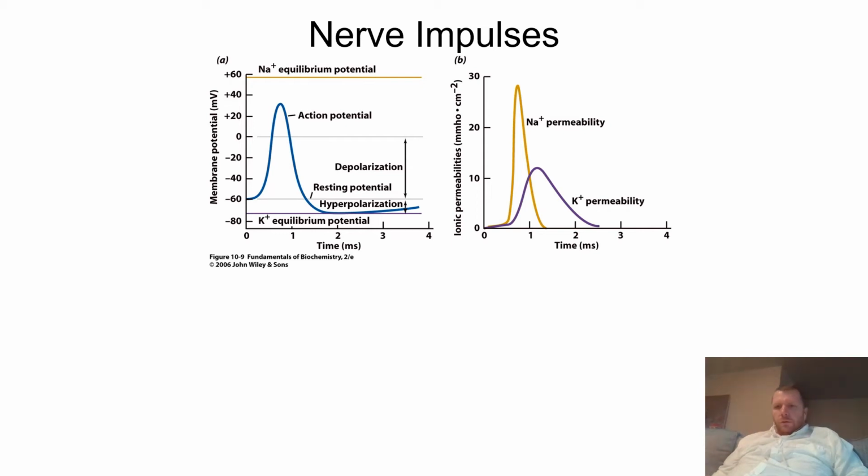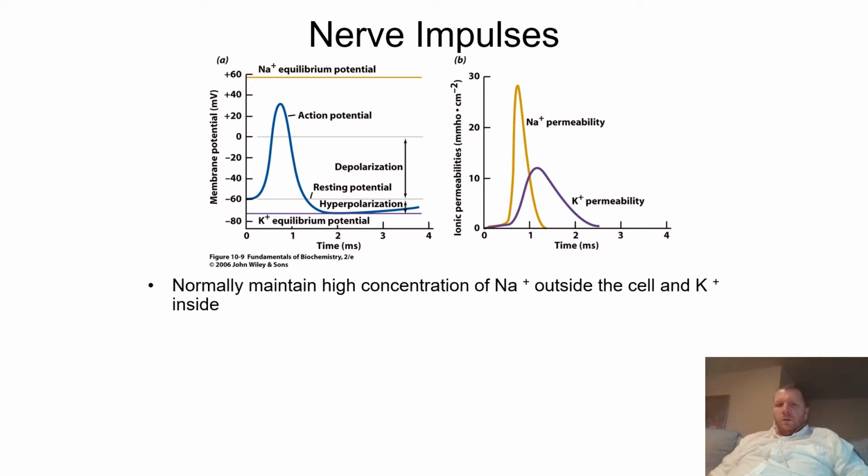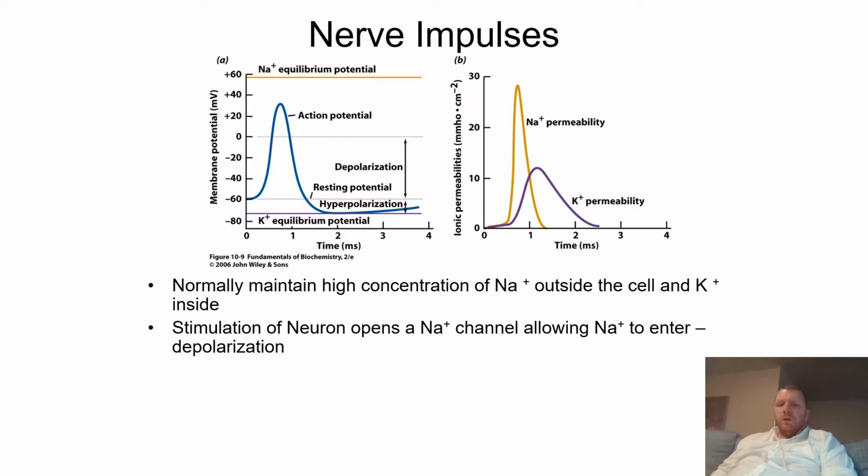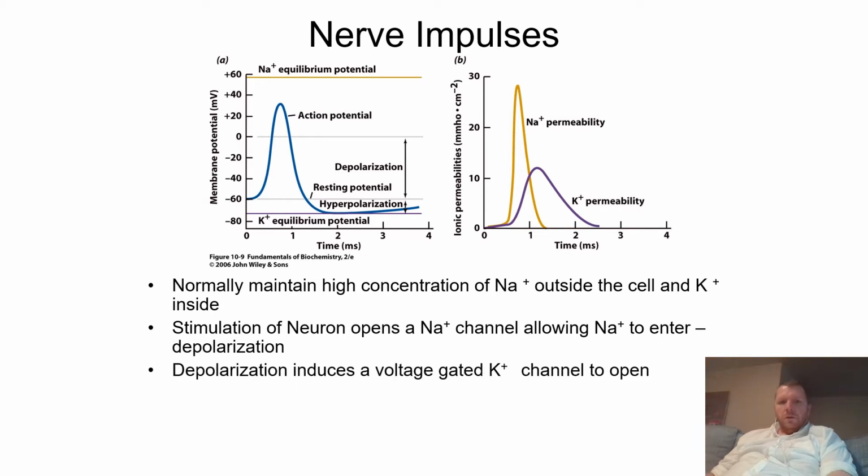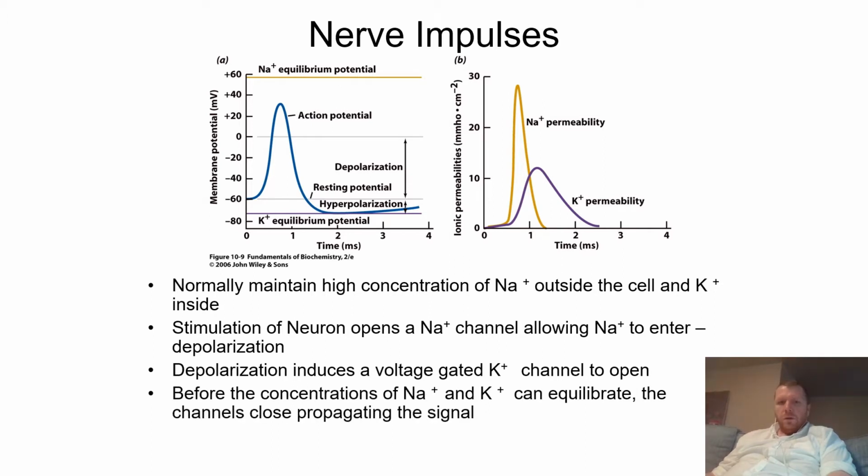Now, a nerve impulse. The way that a nerve impulse functions is that normally you're going to maintain high concentrations of sodium outside of the cell and potassium inside of the cell. Stimulation of a neuron opens a sodium channel, allowing sodium to enter, resulting in depolarization of that cell. Depolarization induces a voltage-gated potassium channel to open, and before the concentrations of sodium and potassium can equilibrate, the channels close, which propagates that signal.